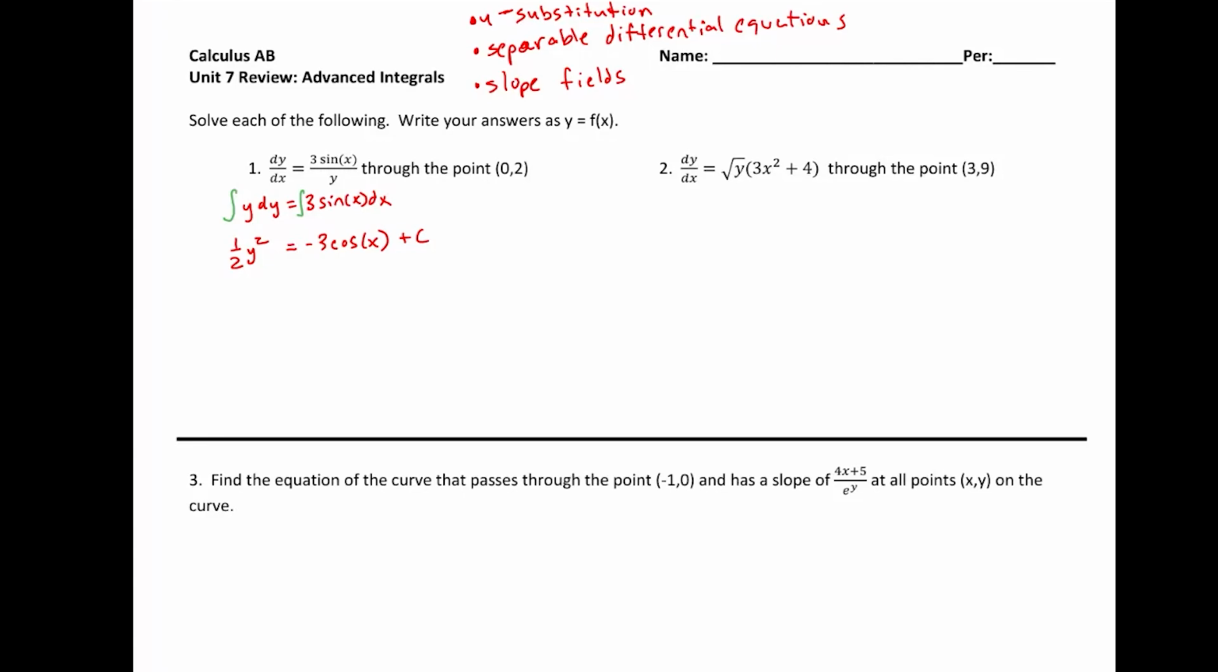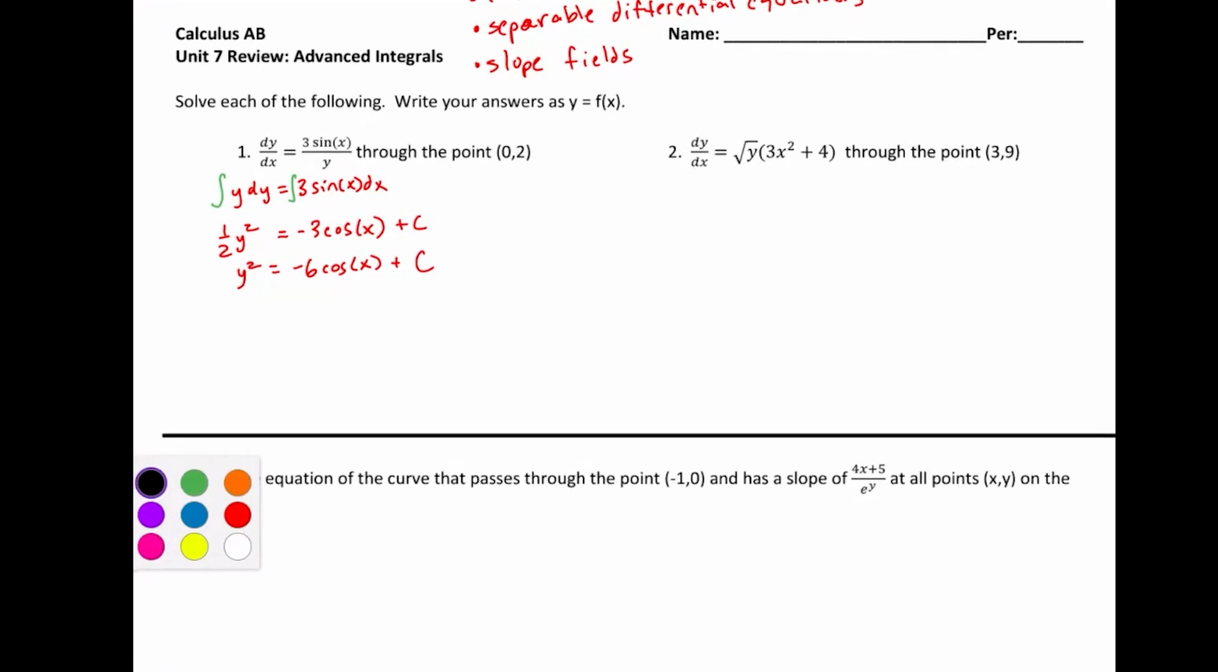To isolate y, I'm going to multiply both sides by 2, giving me negative 6 cosine x. And I do technically need to multiply that c by 2, but we've talked quite extensively about how you do not actually need to keep track of the manipulations that are happening to c on paper. 2 times a constant is just going to be a constant, and so we're just going to leave it like that.